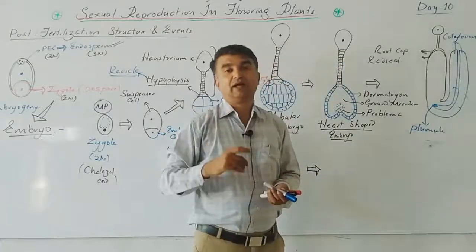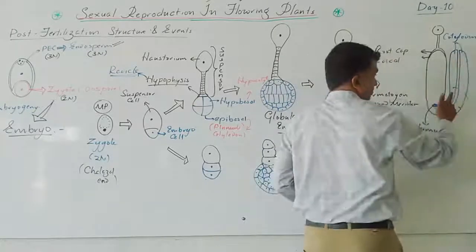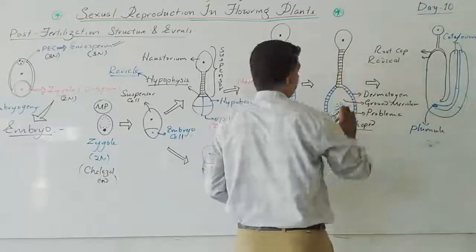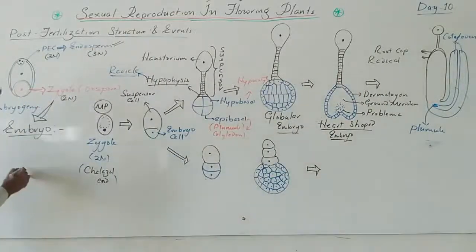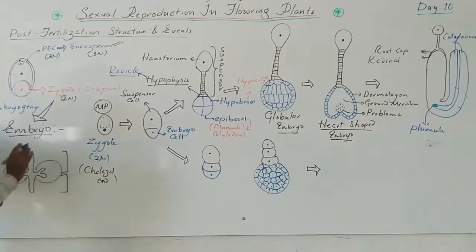Now the region of the embryo above the attachment of the cotyledons. If you take the same diploid embryo, these are the cotyledons. This is the plumule, this is the attachment of the cotyledons, and this is the radicle. If you open the same embryo, it is an elaborate structure. The region above the point of attachment of the cotyledons is called the epicotyl, and the region below the attachment of the cotyledons is called the hypocotyl.